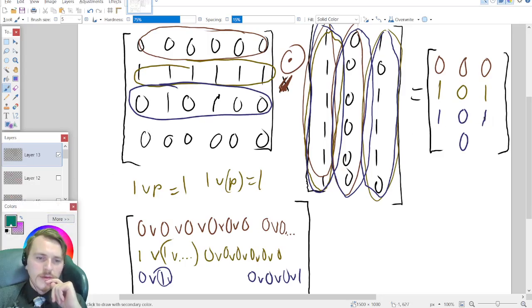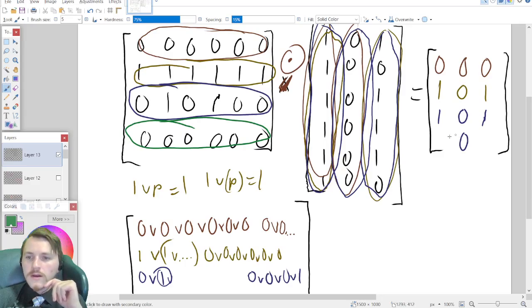Final row. They're all zeros. What do we know about rows with all zeros in it? Does it matter what we're multiplying? No. 0, 0. Already shortcutting it. This is our resulting matrix.